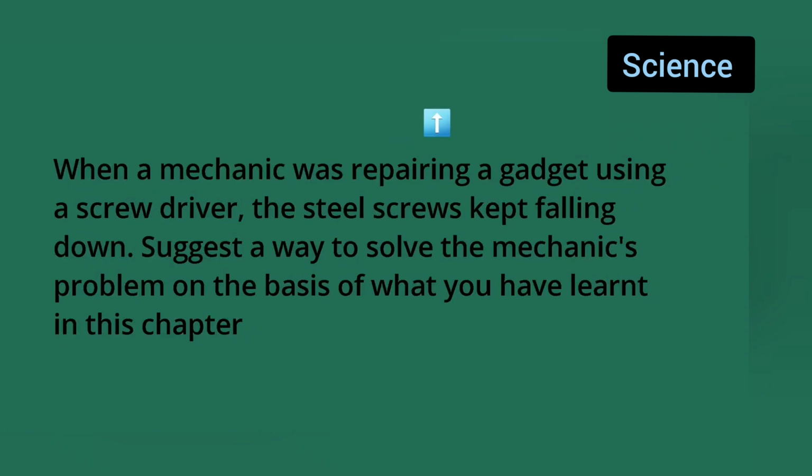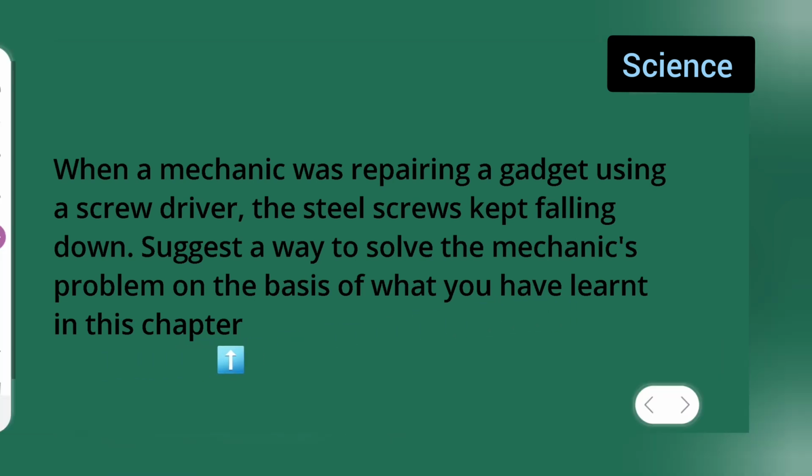Today's question is taken from class 6 science. So I can take down today's question. When a mechanic was repairing a gadget using a screwdriver, the steel screw kept falling down. Suggest a way to solve the mechanic's problem on the basis of what you have learned in this chapter.